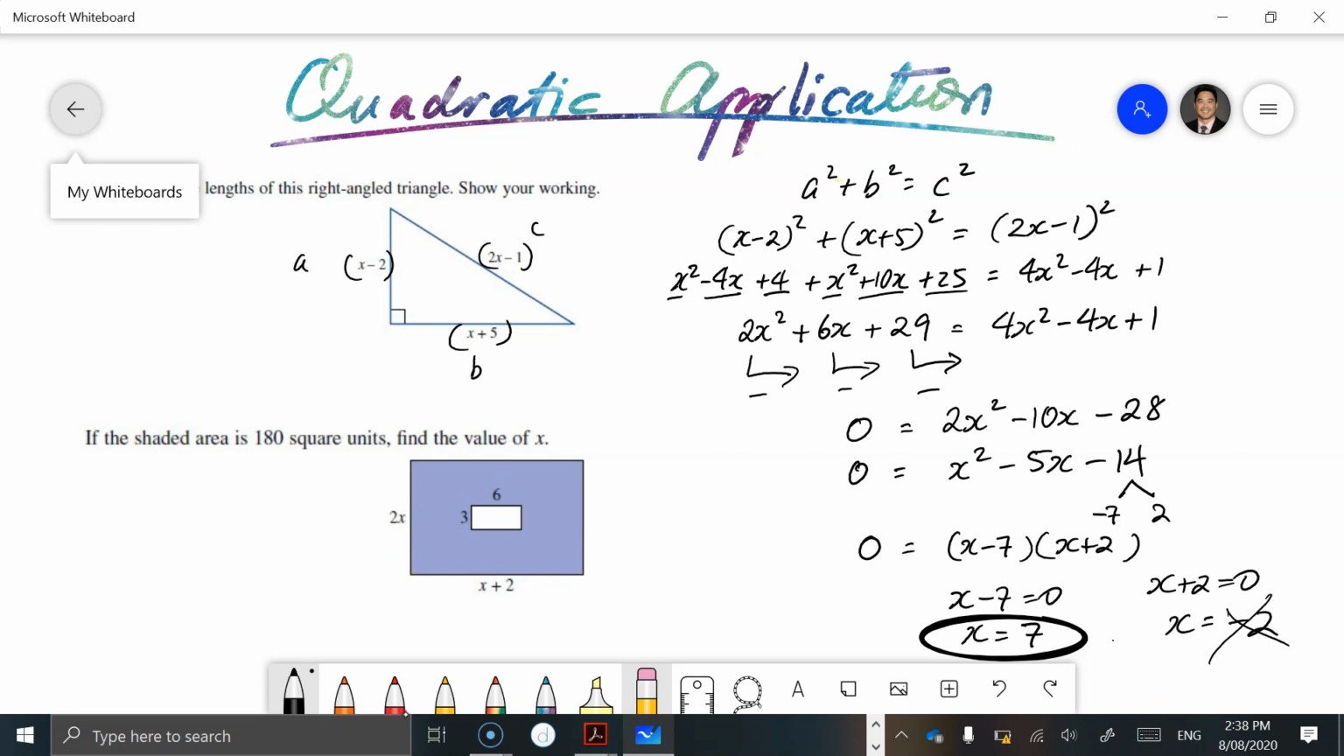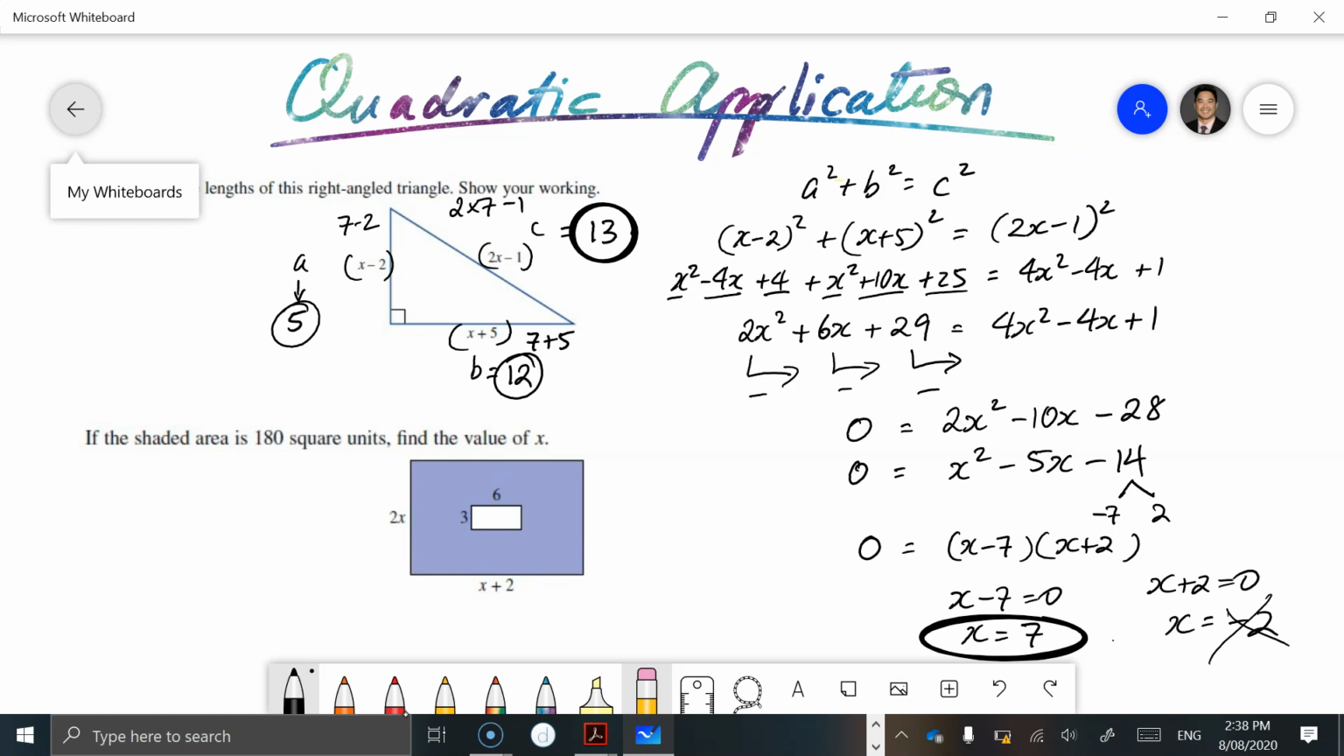So if x is equal to 7, a is going to be 7 minus 2, which means a is equal to 5. If x is equal to 7, then b is 7 plus 5, b is then equal to 12. And if x is equal to 7, then we've got 2 times 7 minus 1, C is going to equal 13. So they are our dimensions for this triangle.